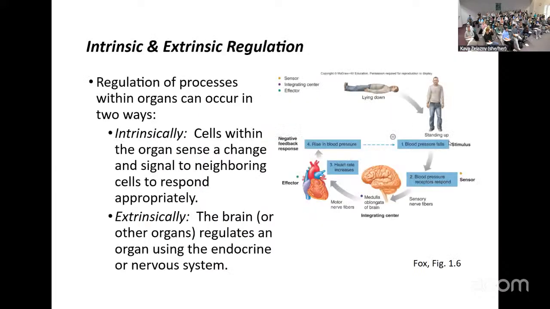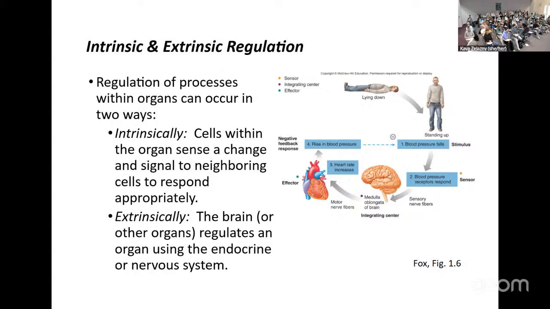The final thing to be aware of as we think about general big picture types of processes involved with maintaining homeostasis is that when we think about regulation of the body throughout this course, we're often going to separate things that are intrinsically regulated versus things that are extrinsically regulated.